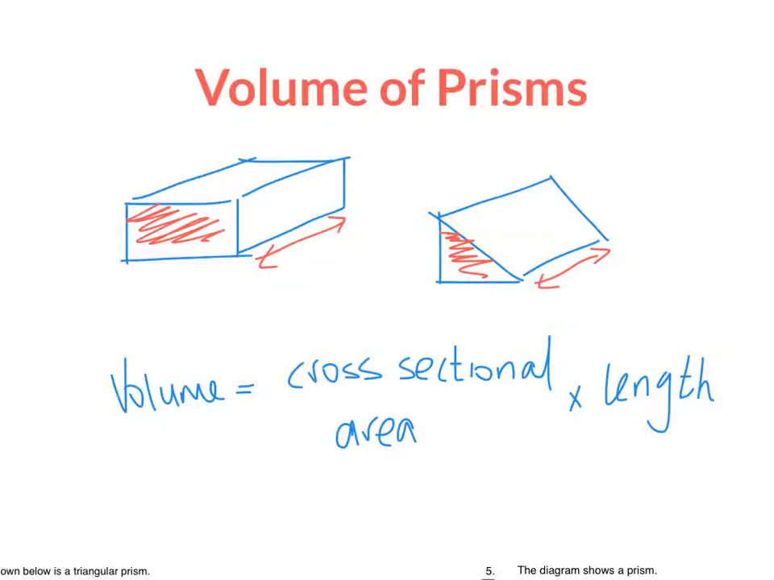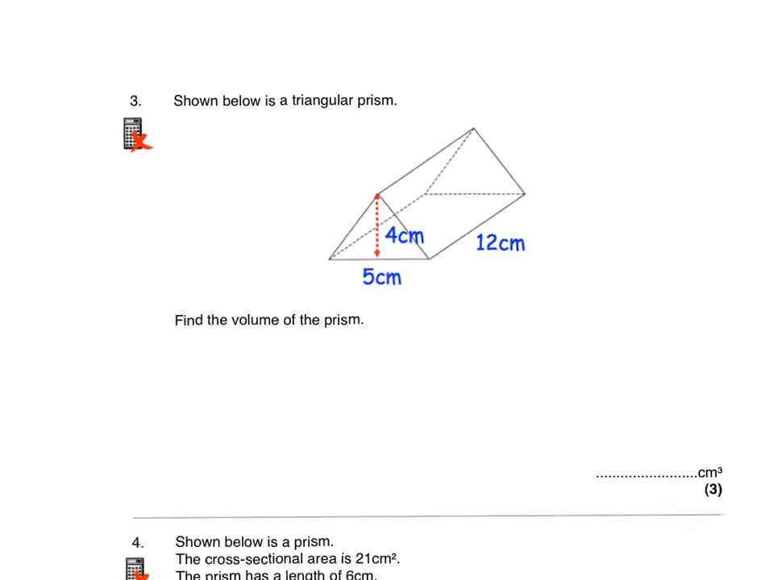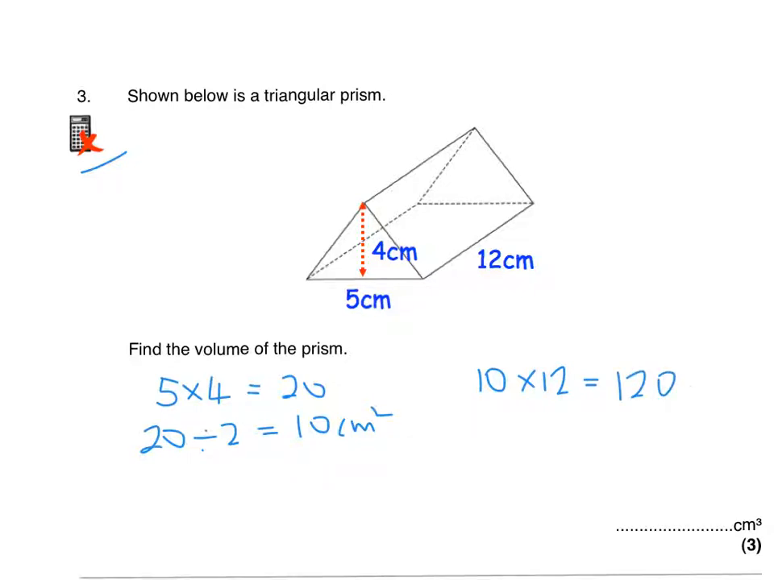Okay? I've got a few questions that I'm going to have a go at, and you can have a go at some yourselves. So find the volume of this prism. This is one without a calculator. So the area of a triangle is half the base times the height. So we do 5 times 4, which is 20, and then we divide that by 2, which is 10, so the area of the triangle is 10 centimeters squared. And then we just times that by the length. So we do 10 times 12, which is 120 centimeters squared.